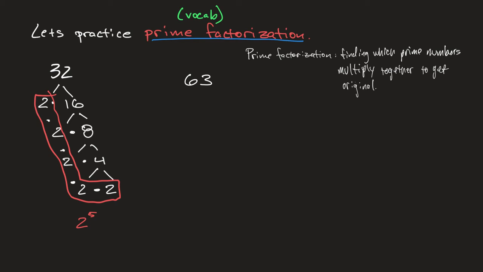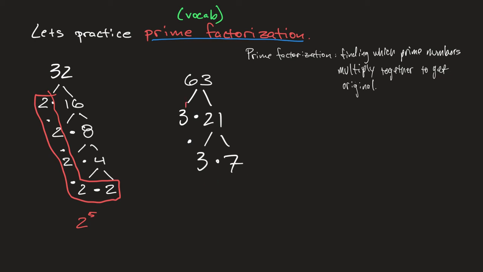That's 63. It's not even, so 2 is not a factor, but I can tell that 3 goes into this number. 3 times something is 63. Well, 21. And then 21, 3 is a factor of 21, smallest prime number. 3 times 7 is 21. 3 is a prime number, and so is 7. I cannot break this down anymore.